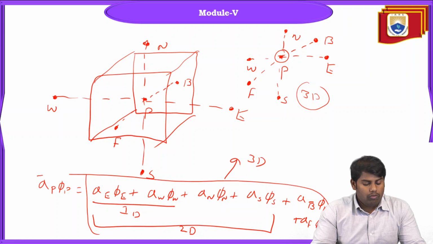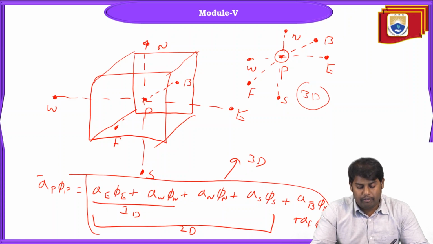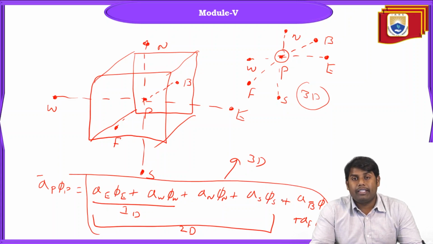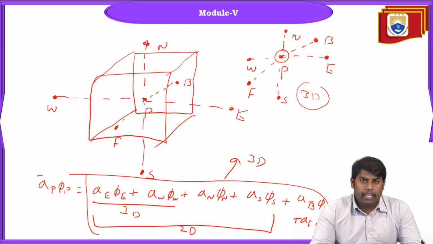Now, what is happening actually when we check these parameters in detail? The dependency of phi, let's say phi P, or phi E, phi W, phi N, phi S, phi B, phi F, is going to increase. This is for only diffusion terms that we are doing. So next, additionally, you have convection also.